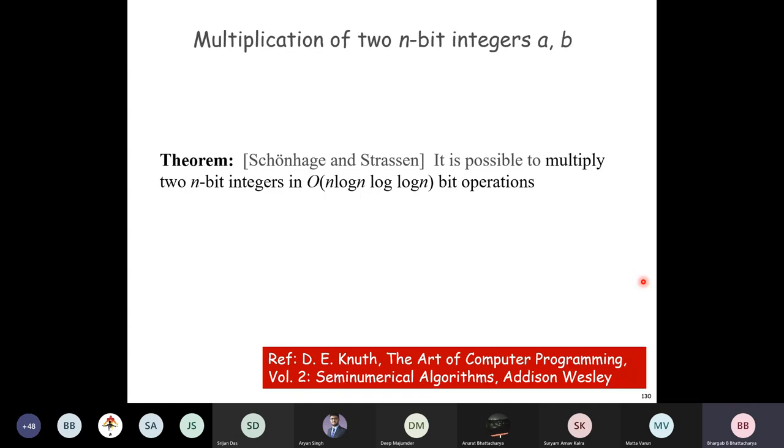Well, so let me stop here today. Next time we'll discuss Booth's multiplication algorithm, and that will finish our discussion on multiplication.